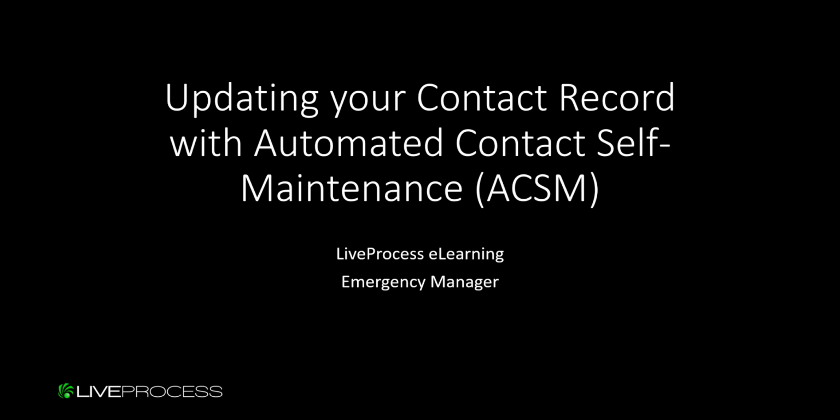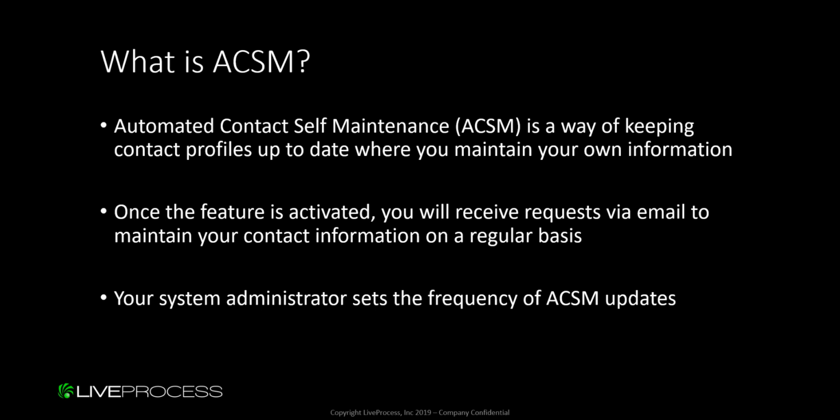In this video, we will show you how to update your contact profile using automated contact self-maintenance. Automated contact self-maintenance, or ACSM, is a way of keeping contact profiles up to date in LiveProcess. This allows you to maintain your own information as well as set your own notification preferences. You will receive the ACSM request via email with a link directly to your profile. Your system administrator determines the frequency at which you will receive these update requests.